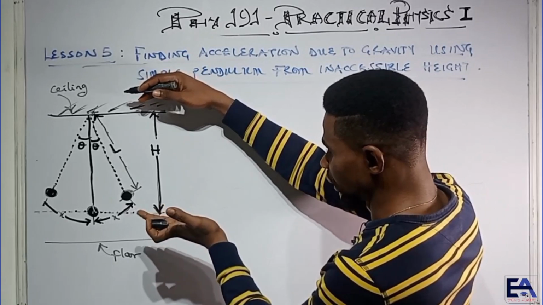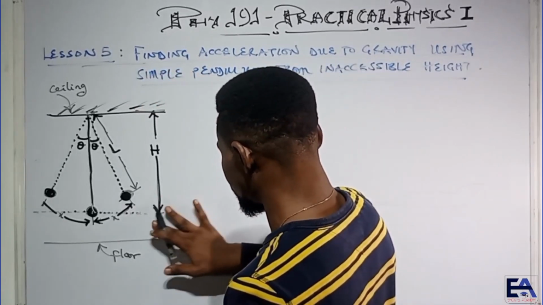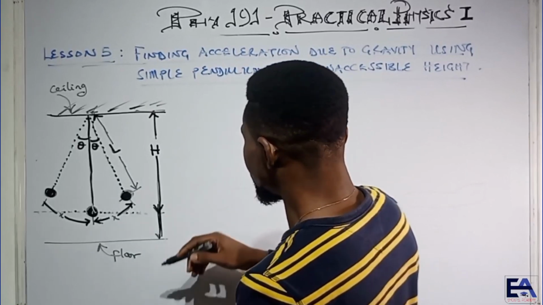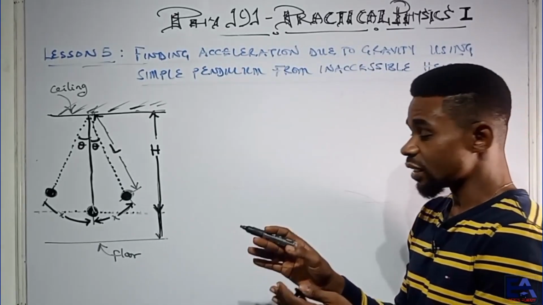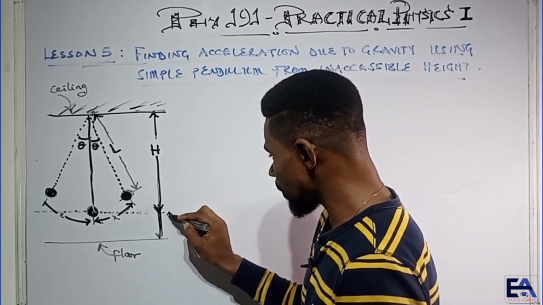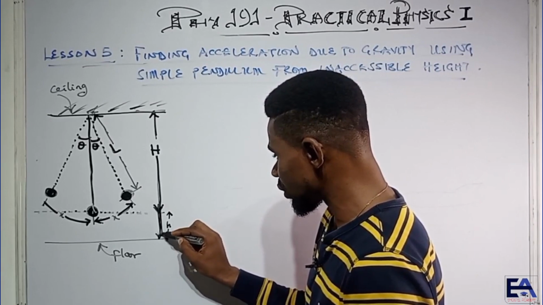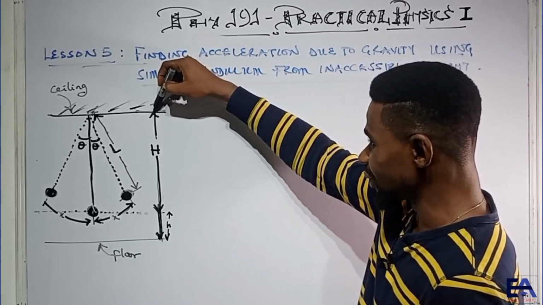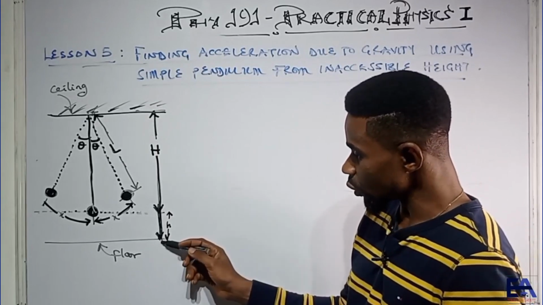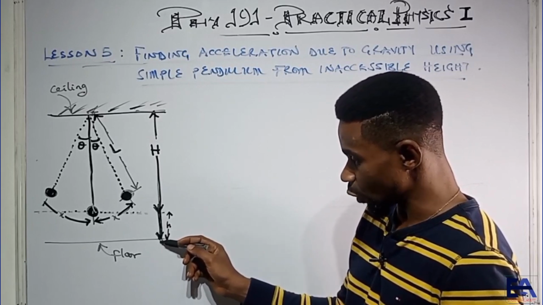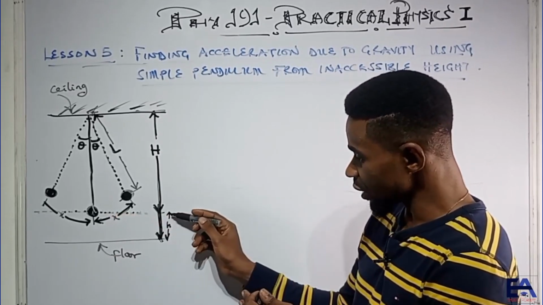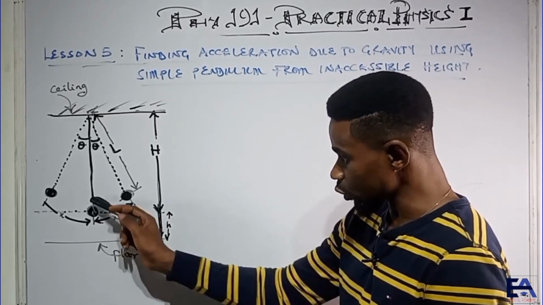Let's say the entire height of the room be H. So the height of the whole room, from the ceiling to the floor, is the big H. But from the floor to the point where the pendulum bulb is suspended, let's call it a small h, that is the height from the floor to the pendulum bulb.